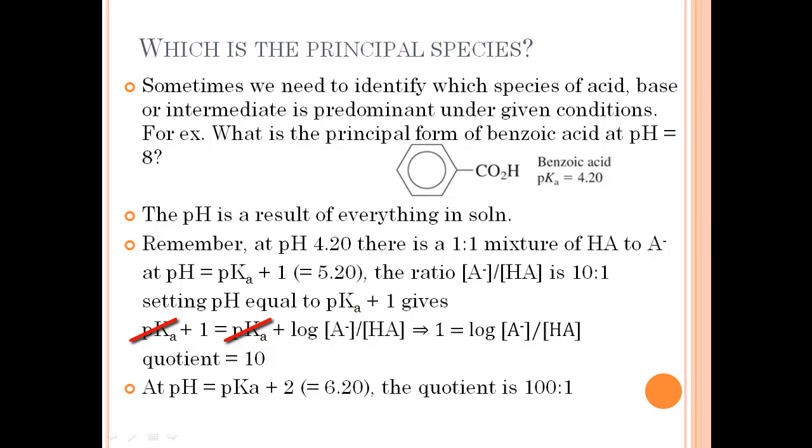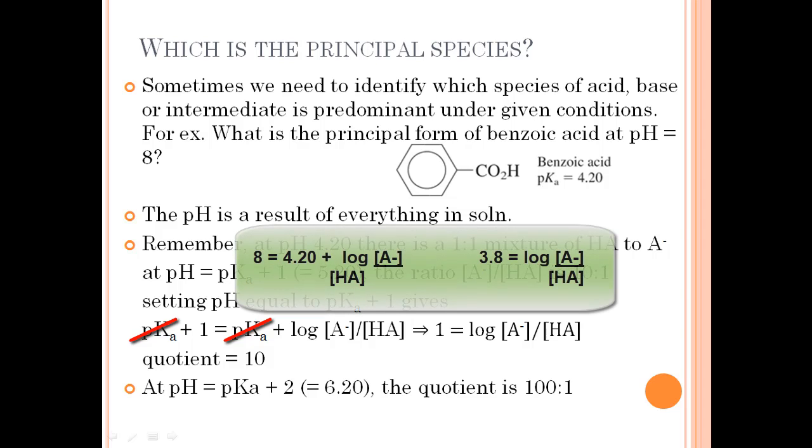In the Henderson-Hasselbalch equation, you can substitute 8 for the pH, right? That's the pH. So substitute 8 for pH, which is equal to the pKa, which is 4.20, and then just solve. And you'll see that 8 minus 4.20 equals 3.8. 3.8 is equal to the log of A minus over HA. You raise 10 to the power on each side, and you'll see that there's almost 10,000 times as much A minus as HA. So the principal species at pH 8 would be A minus, which is the conjugate base form of benzoic acid, which is the benzoate ion.